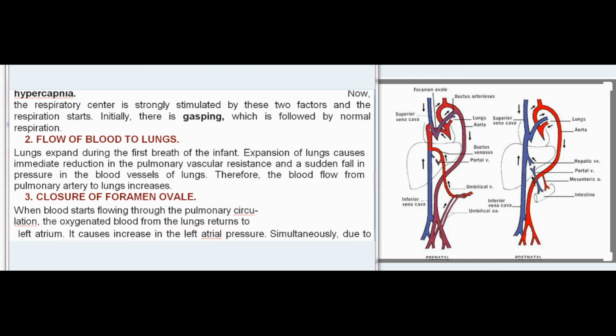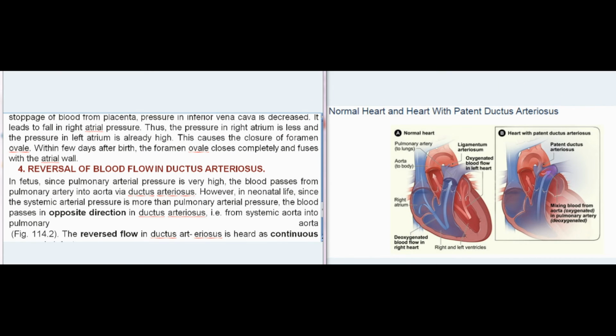3. Closure of foramen ovale. When blood starts flowing through the pulmonary circulation, the oxygenated blood from the lungs returns to left atrium. It causes increase in the left atrial pressure. Simultaneously, due to stoppage of blood from placenta, pressure in inferior vena cava is decreased. It leads to fall in right atrial pressure. Thus, the pressure in right atrium is less and the pressure in left atrium is already high. This causes the closure of foramen ovale. Within few days after birth, the foramen ovale closes completely and fuses with the atrial wall.